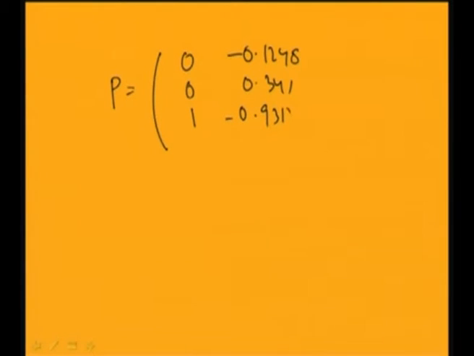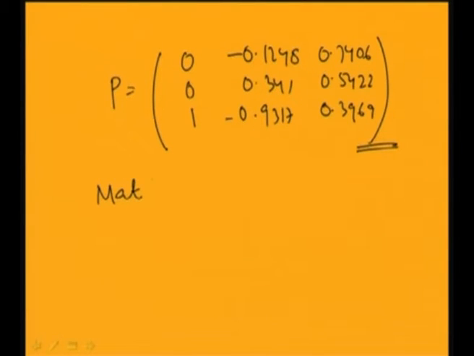The modal matrix you can write, P modal matrix equal to 0 0 1 minus 0.1248, 0.341 minus 0.9317. So this is 0.7406, 0.5422, 0.3969. So I have obtained this value by using this MATLAB. So using MATLAB you can solve this problem very easily.